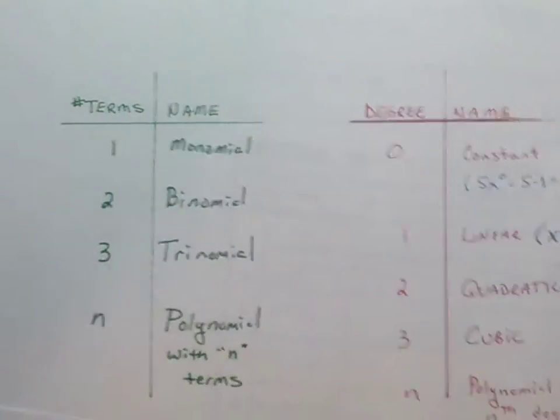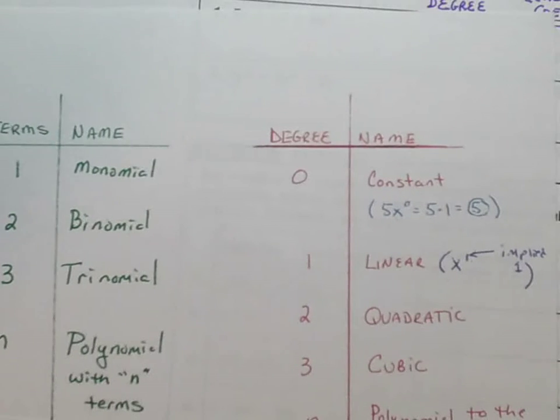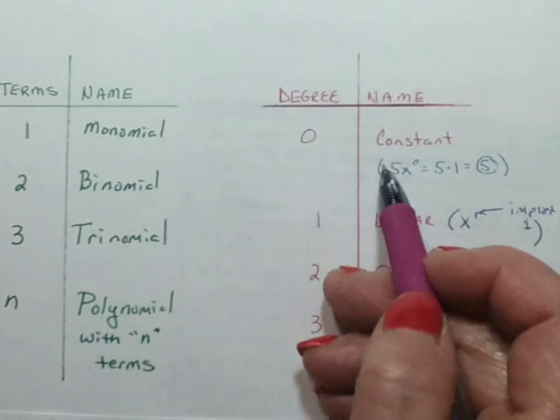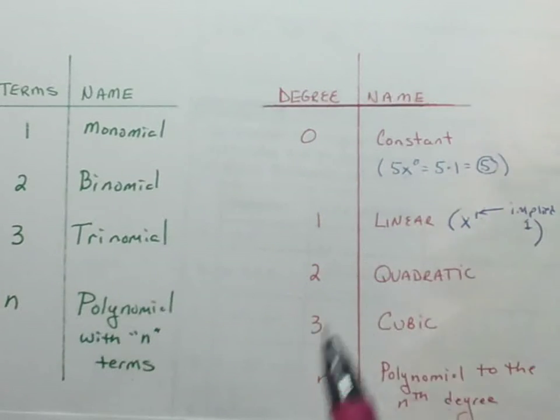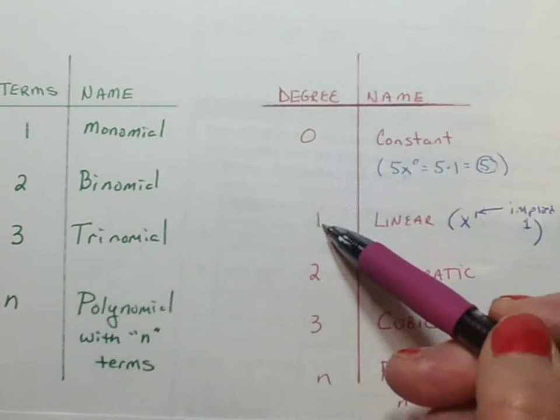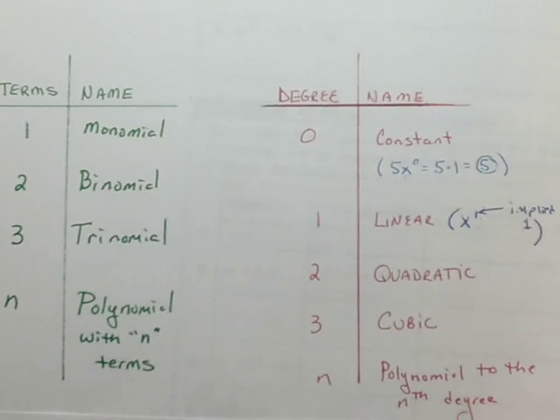Now, degree. We'll go back to the 0 one in a minute. So remember, we're going to have degrees 0, 1, 2, 3, and n.